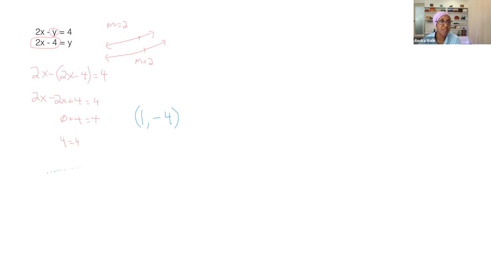Because if I rewrite the bottom one to be 2x and take the y over to this side, it will be minus y. And take the 4 over to this side, it will be plus 4. That's the same exact thing, 2x minus y equals 4, as this one. It's the same exact line, but you can't put same exact line as an answer.